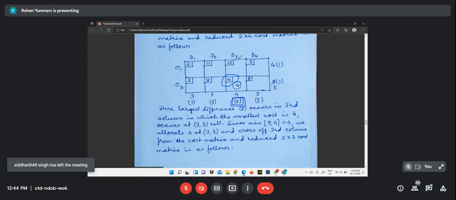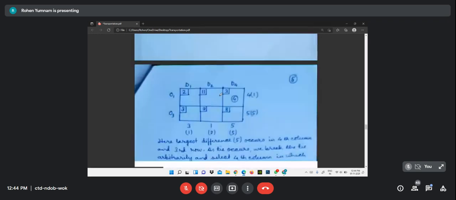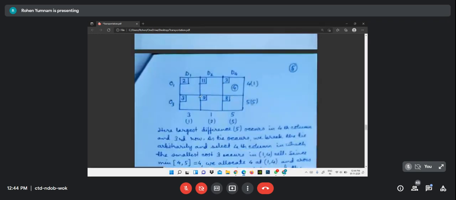And then what will be? This column will be removed again. Then next it will come in this way. Then this is coming. And again take the difference. 2 and 3, 1. 3 and 8, 5. And 2 and 3, 1. 9 and 11, 2. 3 and 8, 5.